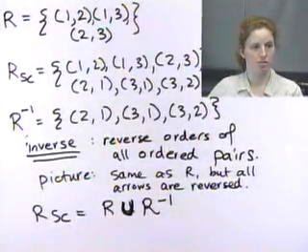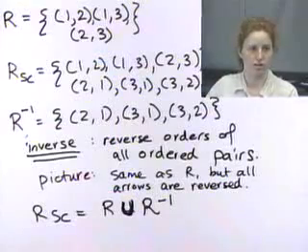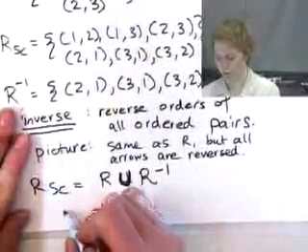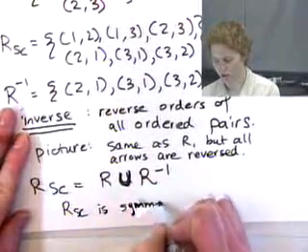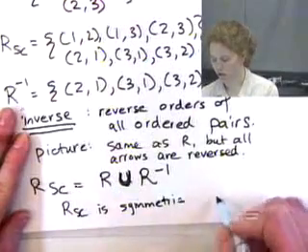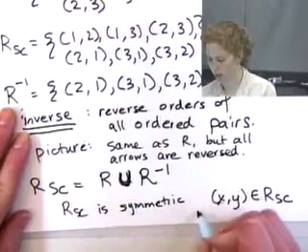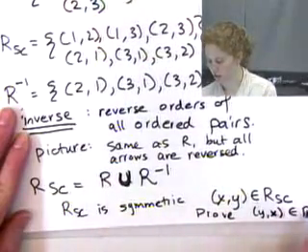How do you do that? I write, if xy is in the symmetric closure, then I need to prove that yx is in there. So if I want to show RSC is symmetric, then I assume xy is in RSC. I need to prove that yx is in RSC.